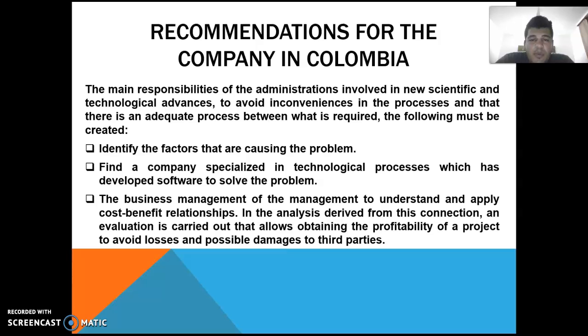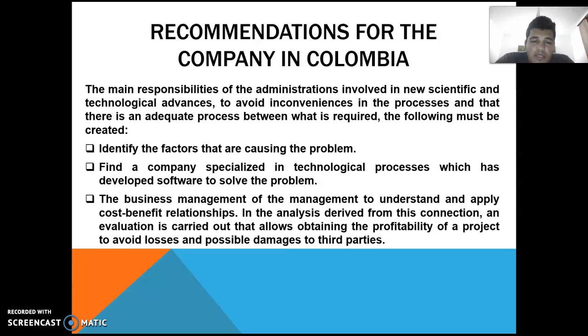Recommendation for a company in Colombia. The main responsibility of administrators invariably is to need scientific and technological advances, having inconvenience in the process, and the process that requires the fall must be created. Identify the factors that are causing the problem.